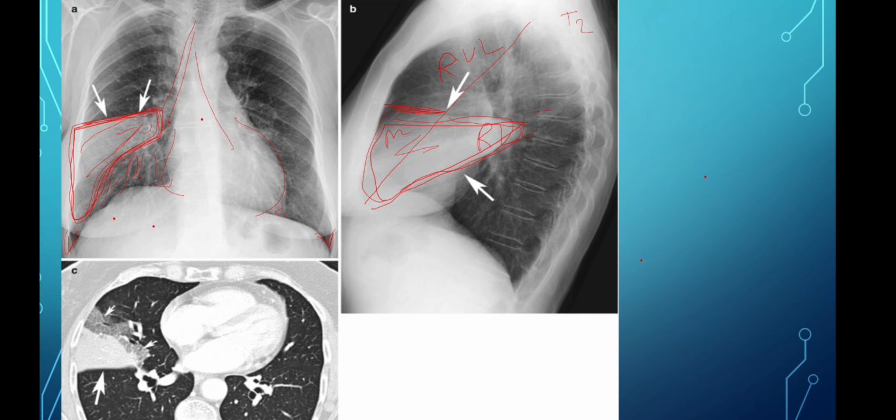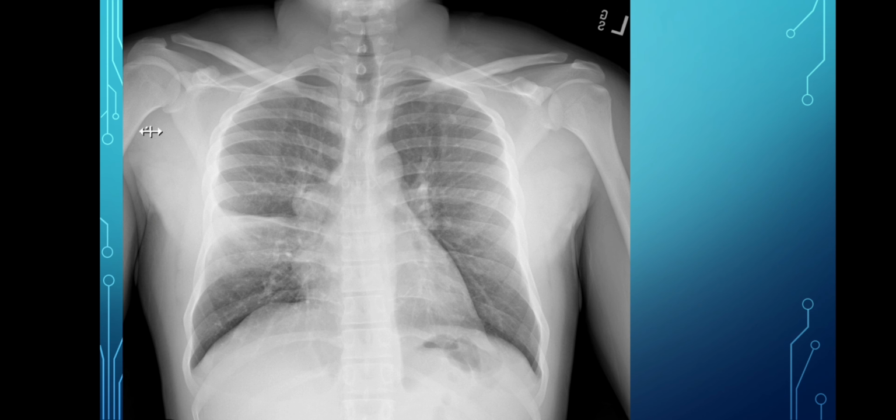Now next, this is a skiagram of the chest taken in PA view, which shows that all the clavicles are normal, the rib cages are normal, the angles are acute and normal, and the cardiac shadow is also normal. No cardiomegaly is there. The left lung field is normal, and the right lung field shows a homogeneous opacity involving the middle and lower zones. There are bronchovascular markings.